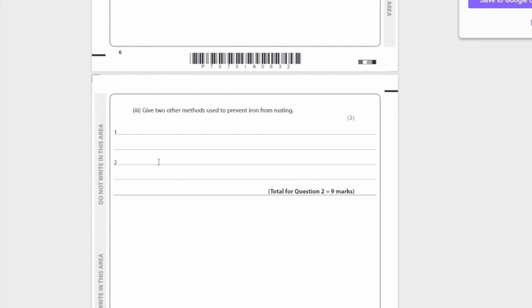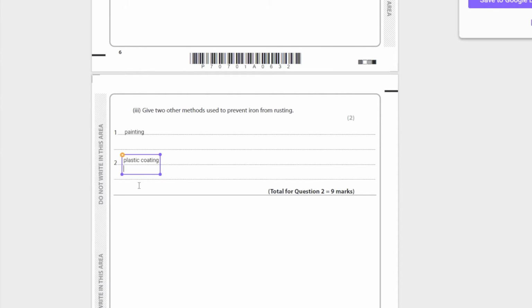Give 2 other methods used to prevent iron from rusting. Completely simple, basic 2 marks here. Even without any knowledge of chemistry, you can immediately think of painting. What would protect iron? Just an outer layer of paint to protect it. And then the second one is kind of hard actually, because it's a minor part of the syllabus that they're asking questions about, but I will give you options that you can talk about. So one could be plastic coating.